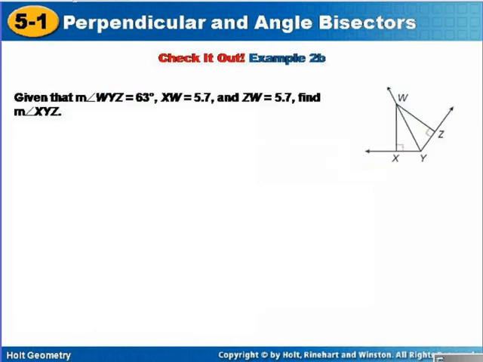All right. Given that the measure of angle WYZ is 63 degrees, so this is 63 degrees, XW is 5.7, and ZW is also 5.7. They want you to figure out what's the measure of angle XYZ. So what's the measure of the big angle if just this little one is 63 degrees? Figure that out on your paper.